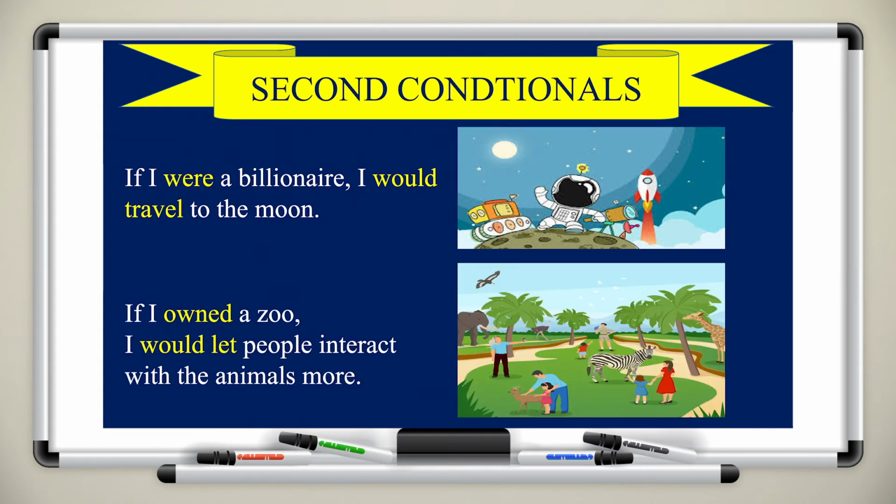Let's take a look at the next example. If I owned a zoo, I would let people interact with the animals. Do I own a zoo? No, of course not. Can I let people interact with the animals? Of course not, right? So as you can notice, the word owned is in the past simple. And the next clause has would, and then you have the verb in the base form, okay?